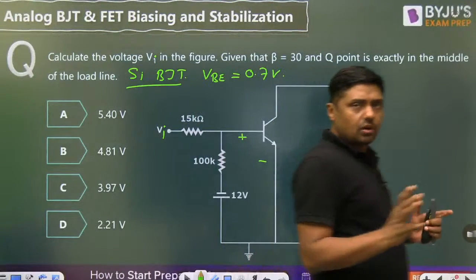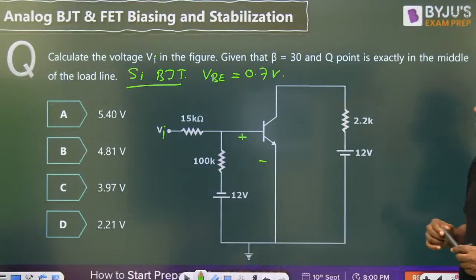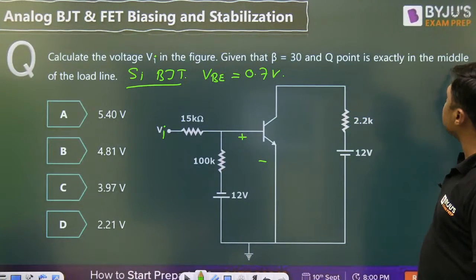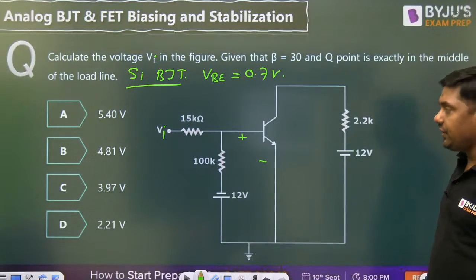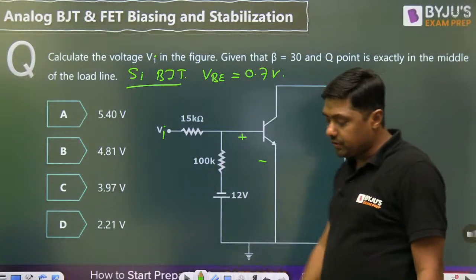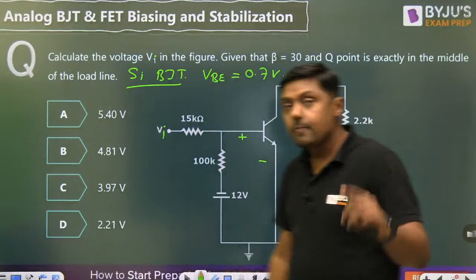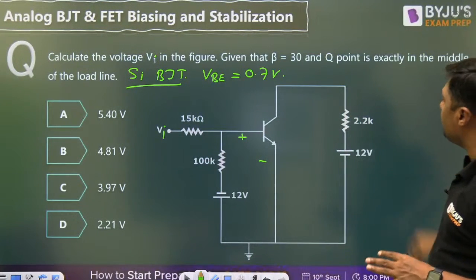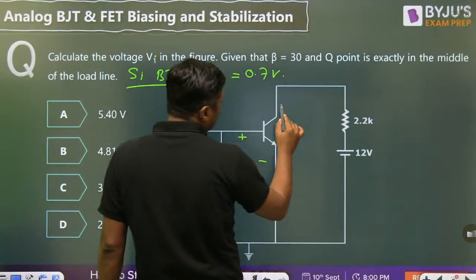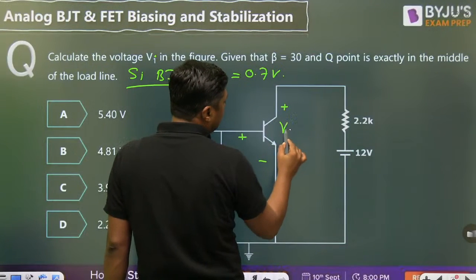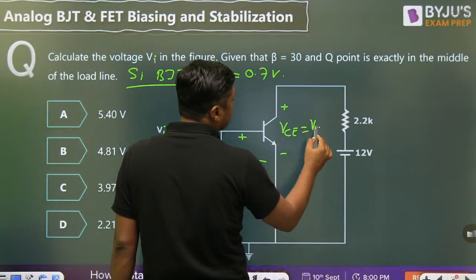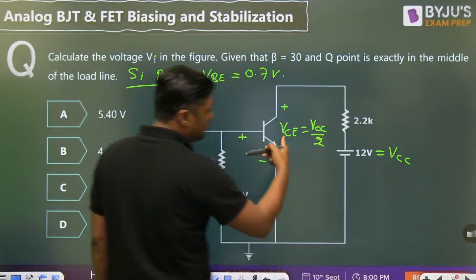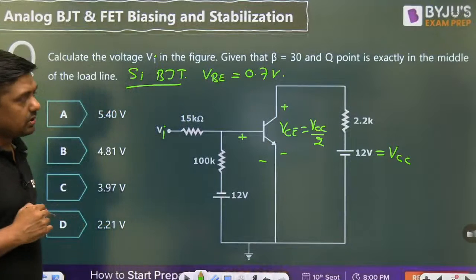First of all, read the question carefully. Q point is exactly in the middle of the load line. Everyone try to solve this question and give me the answer in comments box. Now, when it is asked Q point is exactly in the middle, middle means the voltage at this point VC will become VCC by 2. And what is the VCC? 12. And therefore VCE will become 6.